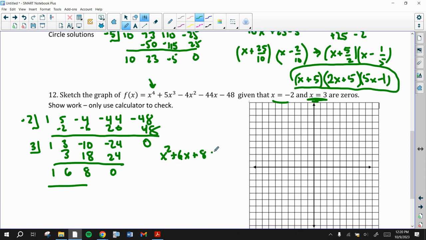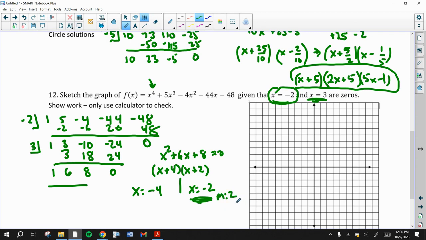Let's factor that and find the zeros. So factors of 8 that add up to 6 are plus 4 and plus 2. So we have zeros of x equals -4, x equals -2. So -2 happened twice. -4 happened once. And 3 happened once. So that's really important for the graph.